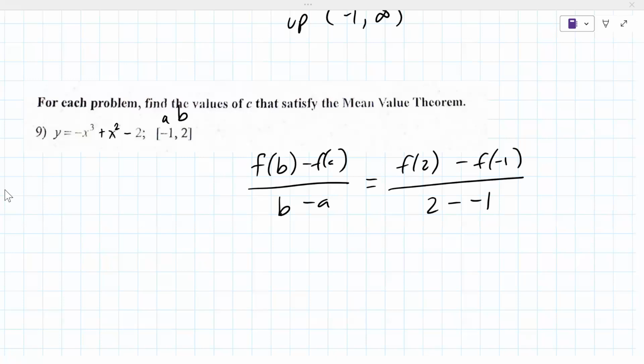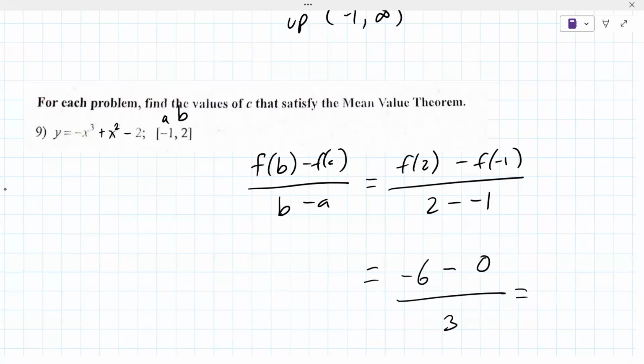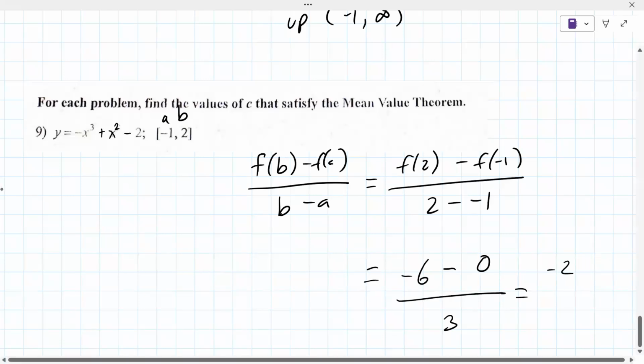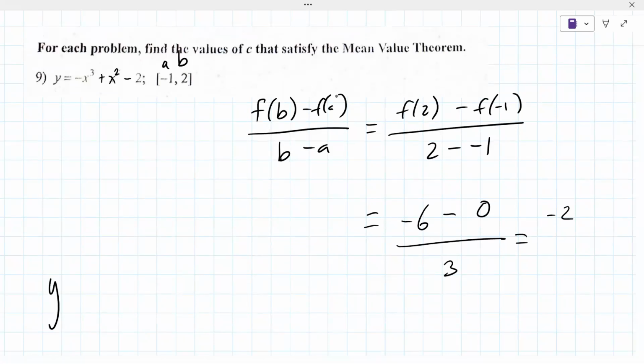Then it would be -6. It is -6, and for f of -1, I got 0. This becomes -2 when you simplify it. That's not the answer, but that's the first part of it. You have to remember to do this for the mean value theorem. Then you have to be able to take a derivative.